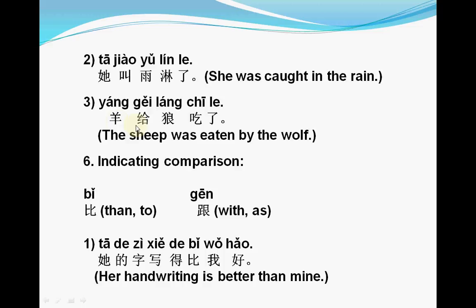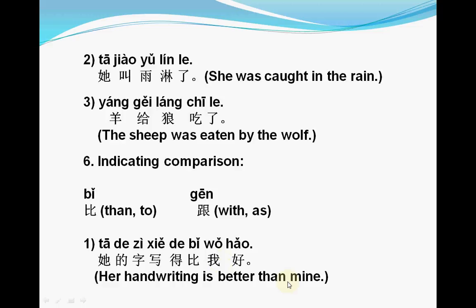Okay. Some prepositions also indicate comparison. For example, 比, 跟. Okay, let's see the example sentence. 他的字写的比我好. In this sentence, 比 is a preposition. It means than. 他的, his. 字, handwriting. 写的, write. 比 means than. 我, me. 好 means better. His handwriting is better than mine.